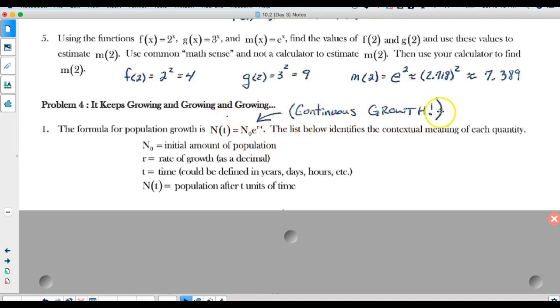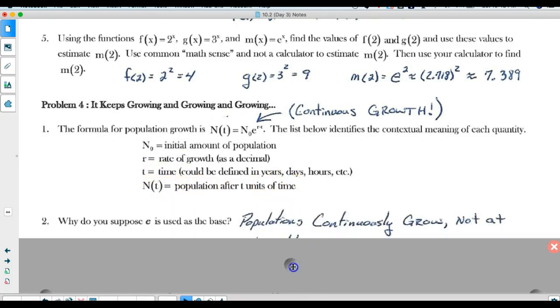And the further along we go in math, we're going to just change the numbers or the variables in it. Continuous growth is y, or N of t, equals N sub 0 e raised to the rt power. Where N sub 0 is my zero term, my initial amount, my initial population. r is my rate of growth as a decimal. t is time, which could be defined in years, days, or hours, but typically t is in years. And N of t is the population after t years.